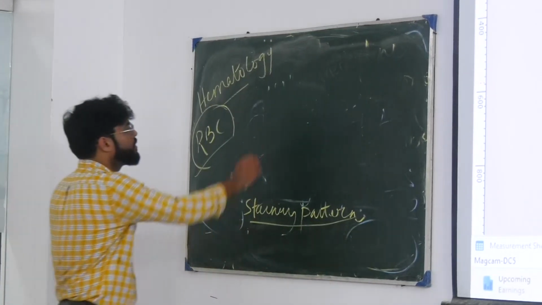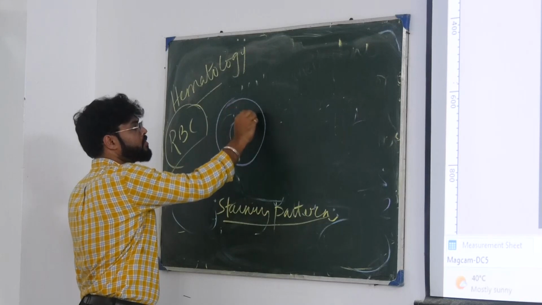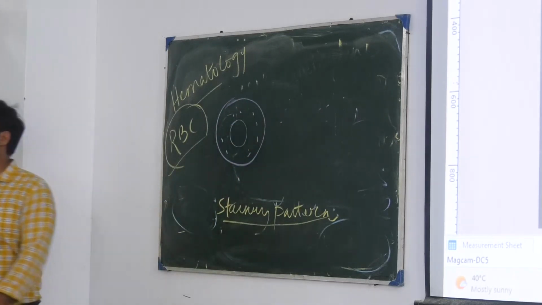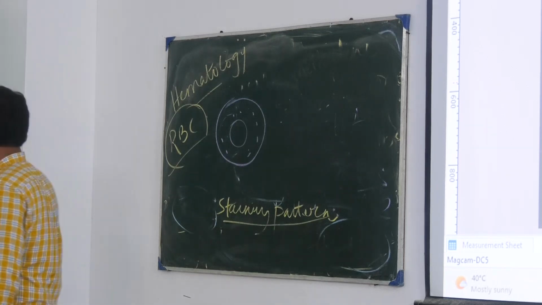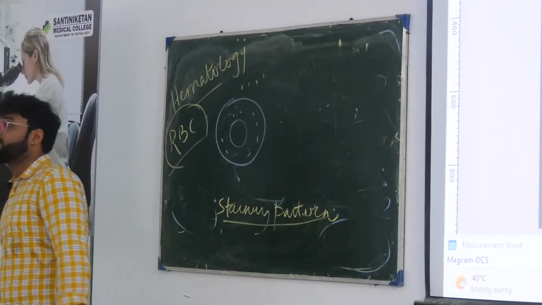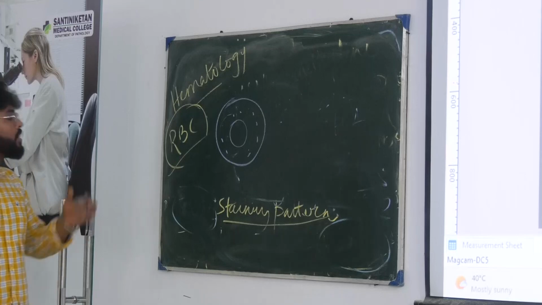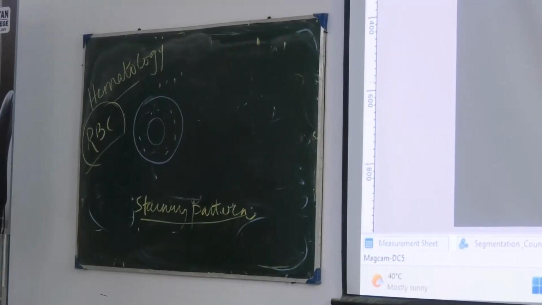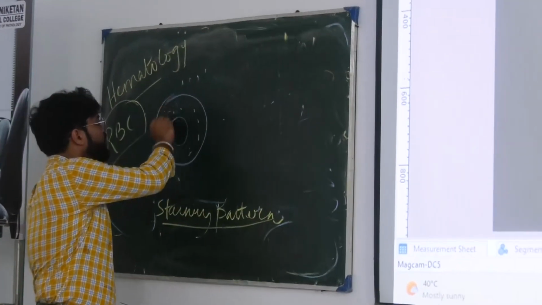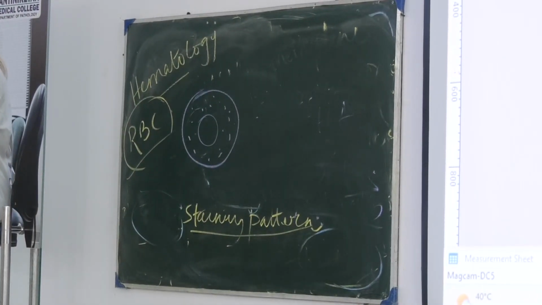Suppose if there is small punctate basophilic, some basophilic punctate dot basophilic material present throughout the cytoplasm.